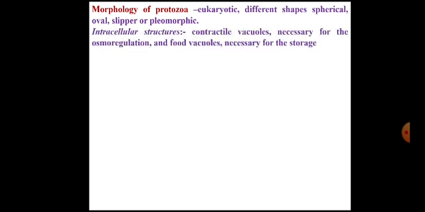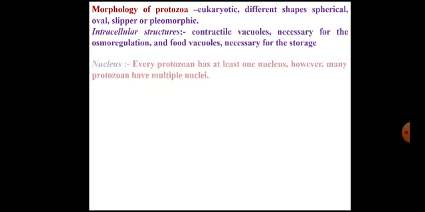Morphology of protozoa. So these are eukaryotic protists. They are unicellular and they have different shapes and sizes like spherical shape, oval shape, slipper shape, or they may be pleomorphic as seen in case of amoeba. The intracellular structures are contractile vacuoles, which are necessary for osmoregulation, and the food vacuoles, which are necessary for storage. The rest of the intracellular components are just the same as in the eukaryotic cell.